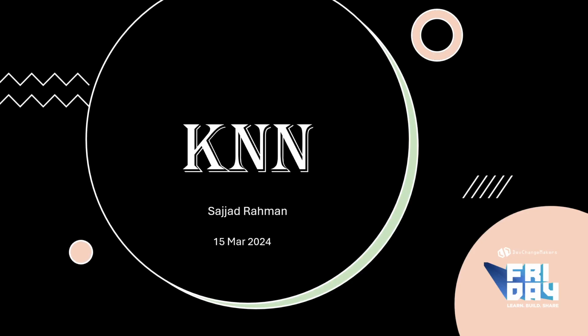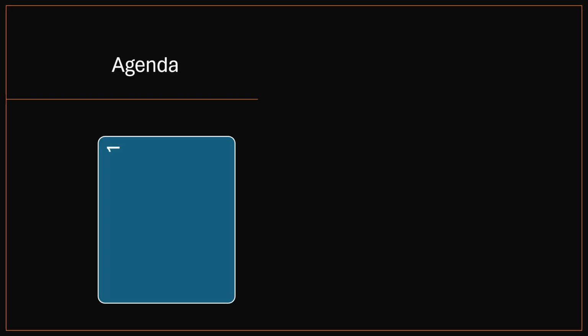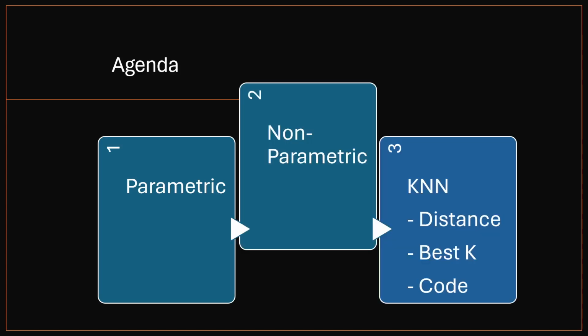Today's session is about KNN. What I am trying to cover in today's agenda is parametric, non-parametric, and the KNN. In the KNN, I will try to describe the distance and how to choose the best k, and later we will show the toy code of KNN.